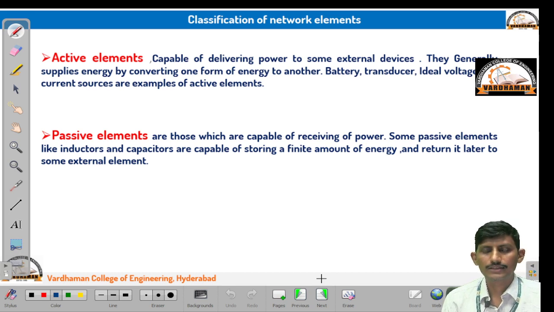Some listeners might get a doubt: how can a battery be treated as an active element when this is also storing energy? Battery stores energy in chemical form. That means it is converting electrical energy into chemical, and then when it is necessary, it is converting the same chemical energy back to electrical energy and delivering it to the load. That is the reason battery comes under active elements, and capacitor and inductor come under passive elements.